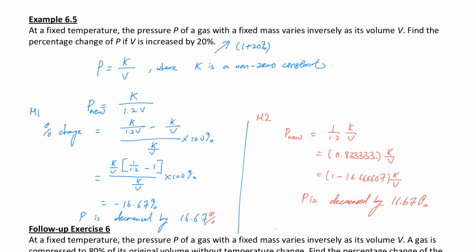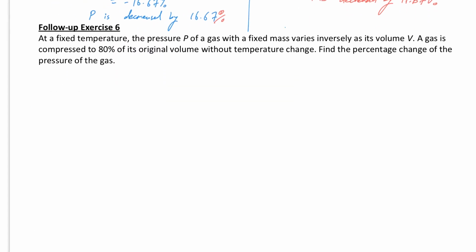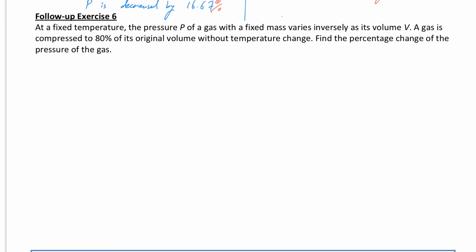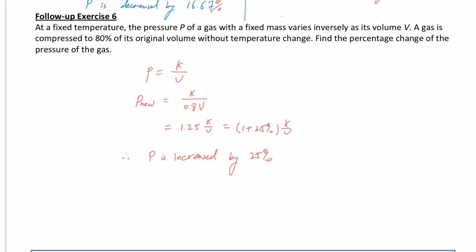Sorry. Okay, for exercise 6, do it and pause the video. You may check. For exercise 6, same relationship. P is equal to k over V. Now, I know the volume is 80% of the original one, so 0.8 times V, not 1 minus 80%. Then P new is equal to 1 over 0.8 times k over V.